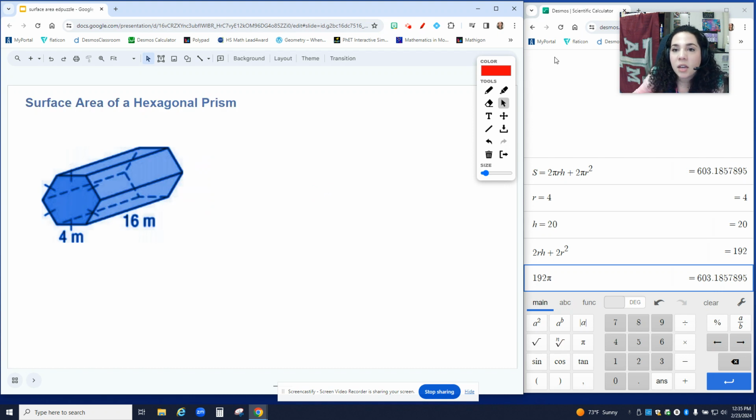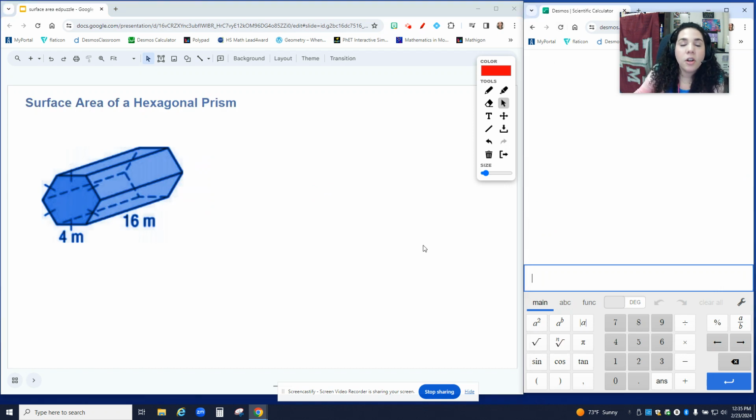So this is a hexagonal prism. So now you're going to have to think, well, we're probably going to have to use trigonometry, right? If we want to calculate the area of a hexagon, we're going to end up using trigonometry, or you could use special right triangles, because the shape of our base here is a hexagon. So the formula for the surface area of a prism is going to be the perimeter of the base times the height plus 2 times the area of the base.